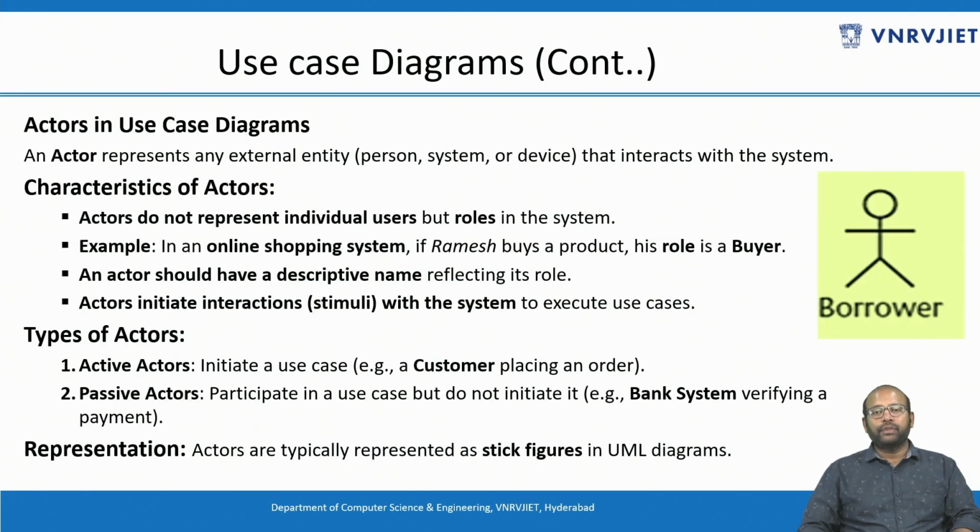The first one is the actor. When you take the example of an ATM machine, the customer is interacting with the ATM machine to withdraw money. So that customer or user can be represented. It may be a person or a system or a device, whatever it may be, that external entity you can represent as an actor.